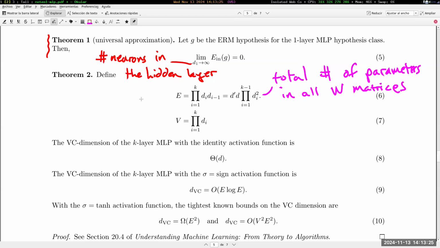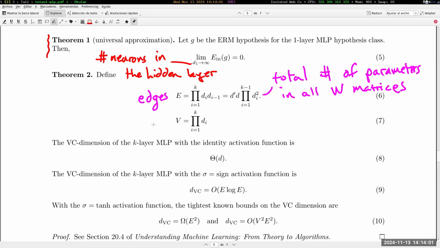The E here stands for edges. And so it was common back in the 1980s to draw these neural networks as a graph shape. Not so common anymore, but that's where the E letter comes from, edges. But what it really is, is the total number of parameters in all your matrices. We have K of these matrices in a K layer multi-layer perceptron, and we're just multiplying all of those dimensions together in order to get the total number of parameters.